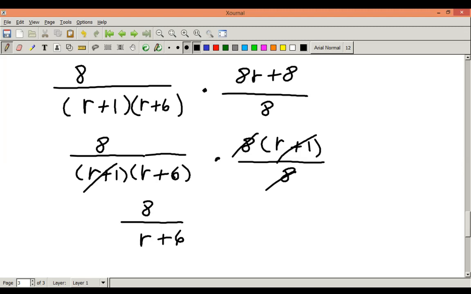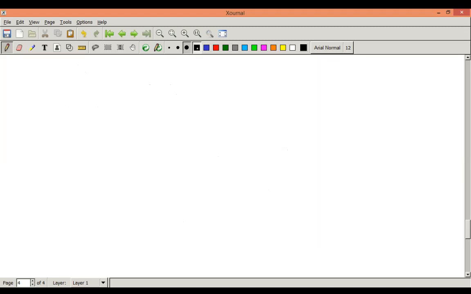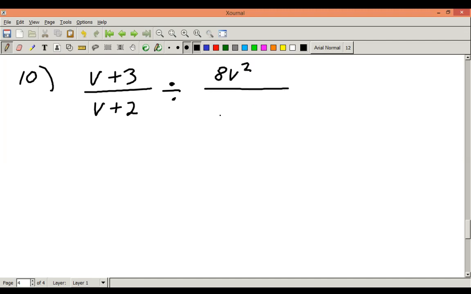Okay, one more problem on this video. It's number 10 on the back page. And again, it's a division problem. So we're going to have v plus 3 divided by v plus 2. That fraction is divided by 8v squared over 8v cubed plus 16v squared.